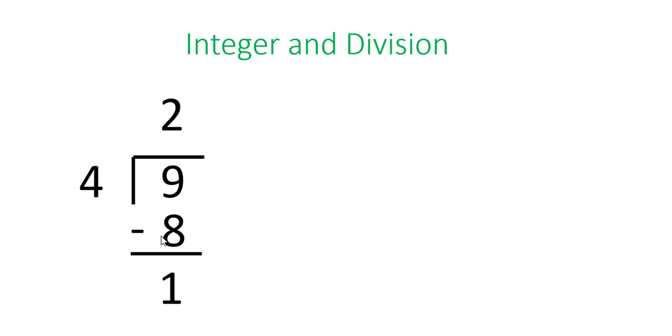When you have an integer, you don't have a decimal point, so you can't go any further than just this. So the answer to 9 divided by 4 is actually just 2. Because 4 can only go into 9 2 times. Period. That's it. No more.